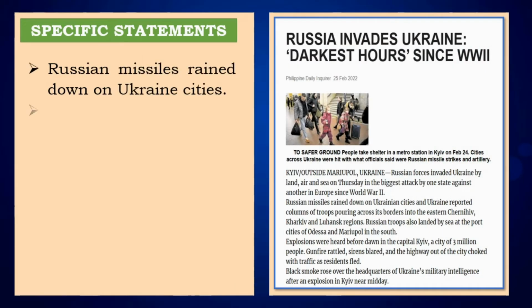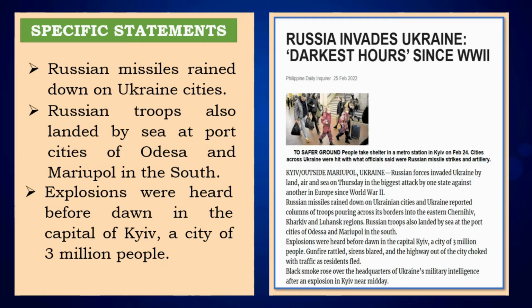And these are the specific statements that support our general statement from the article. Russian missiles rained down on Ukrainian cities. Russian troops also landed by sea at port cities of Odessa and Mariupol in the south. And explosions were heard before dawn in the capital of Kyiv, a city of 3 million people. These specific statements are found in the body of our article.